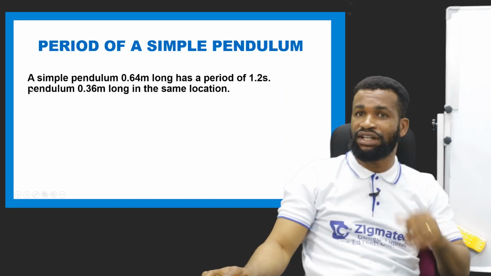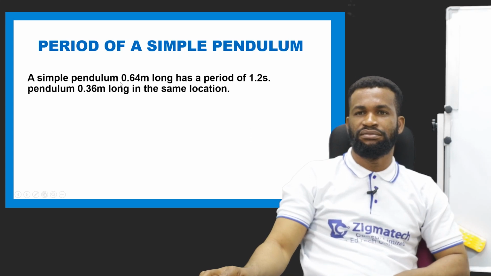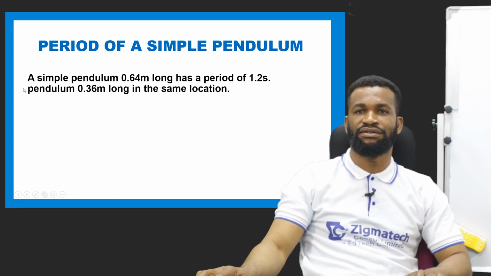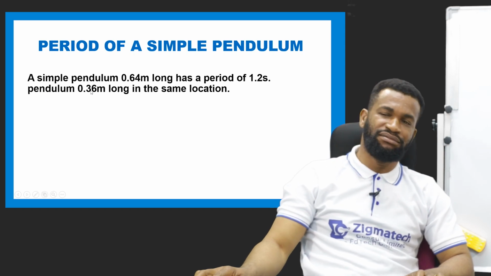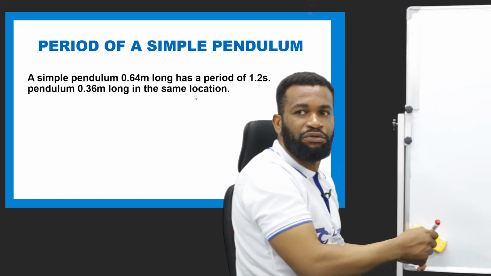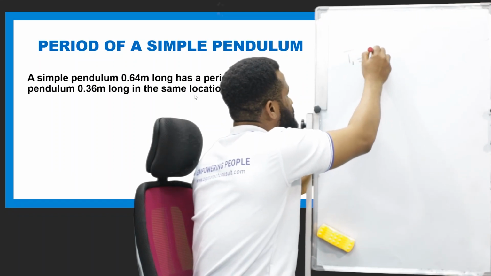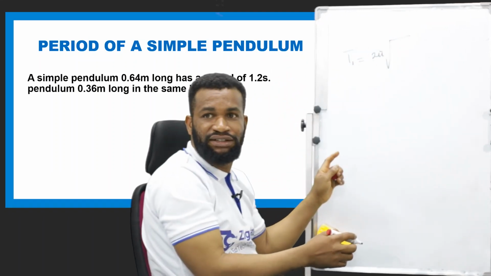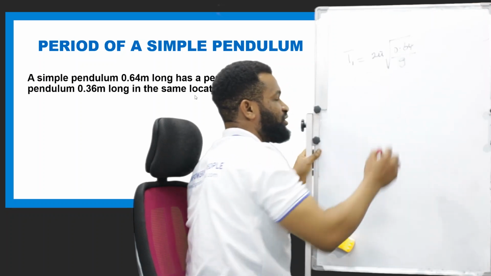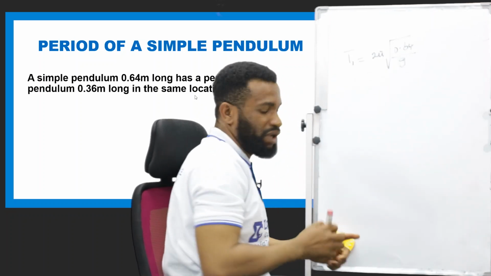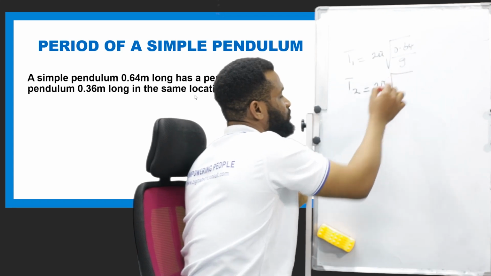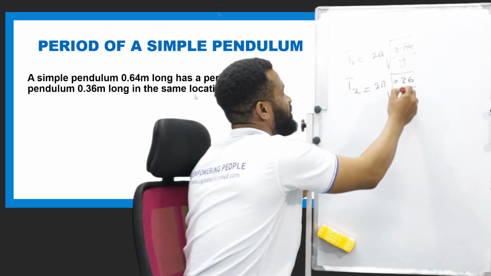Now, we also have another one. We said that a simple pendulum 0.64 meters long has a period of 1.2 seconds, and another pendulum of 0.36 meter long is in the same location. In the same location, we are looking at the same acceleration due to gravity. Okay, we have two different pendula. The first one: T1 is 2 pi square root of 0.64 all over g. I'm using g because they didn't give me the g. And then there is another one: T2 is 2 pi square root of 0.36 all over g.